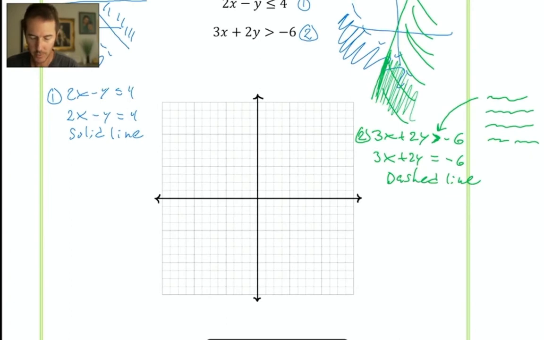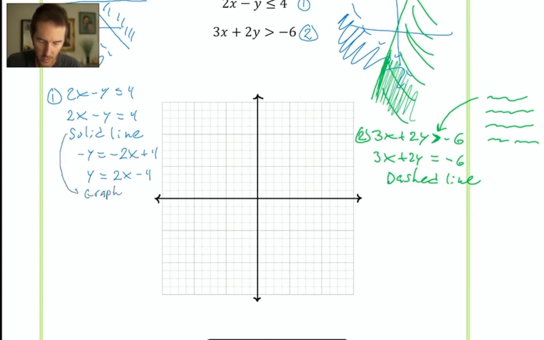Okay, so let's go back to inequality number 1. Let's prepare to graph this thing. So I'm going to solve it for y. So I'll subtract 2x from both sides. So I've got negative y equals negative 2x, and the positive 4 is still over there. And then I'll multiply both sides by negative 1. There we go. And then graph.